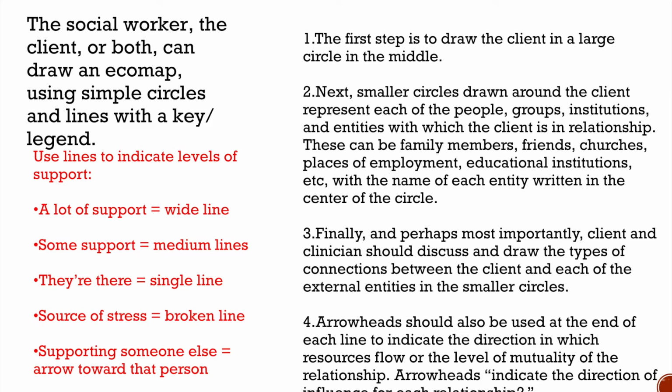These can be family members, friends, churches, places of employment, educational institutions, etc., with the name of each entity written in the center of the circle. Finally, and perhaps the most important, client and clinician should discuss and draw the types of connections between the client and each of the external entities in the smaller circles. Arrowheads should also be used at the end of each line to indicate the direction in which resources flow or the level of mutuality of the relationship. Arrowheads indicate the direction of influence for each relationship.